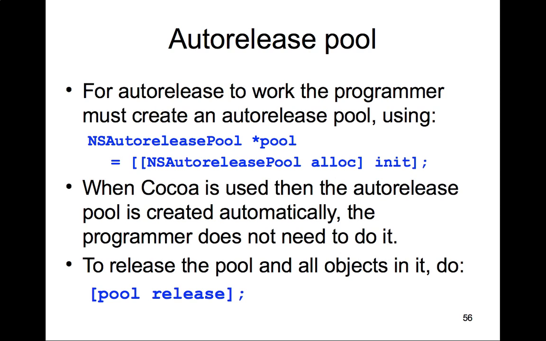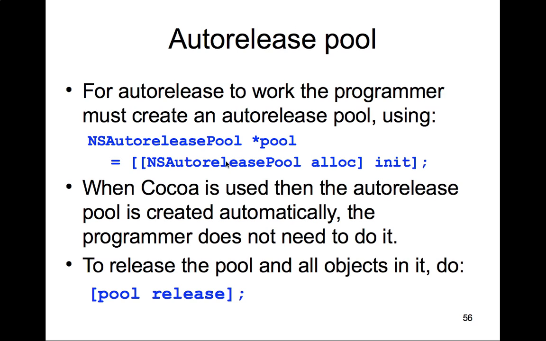So for that release to work, the programmer must actually create the auto release pool. And we've seen this before. This is the reference object pool. It's of type auto release. We're allocating it, we're initializing it, and then we're doing pool drain or pool release at the end. Pool release is the one here that's going to go with the pool.